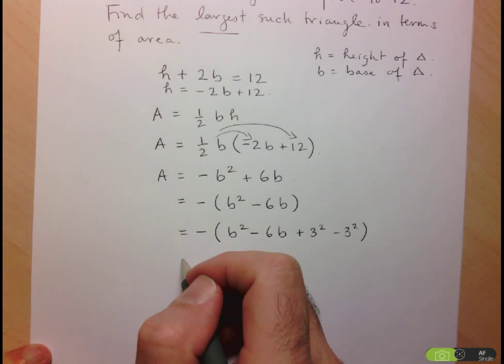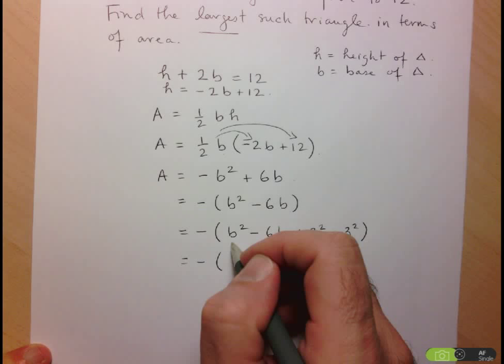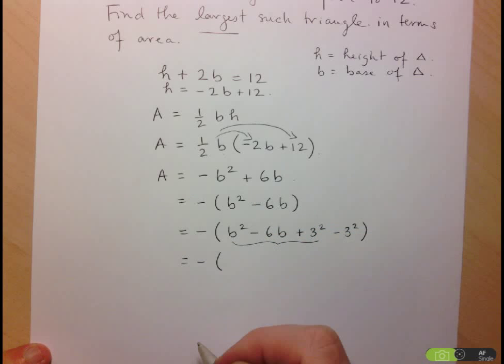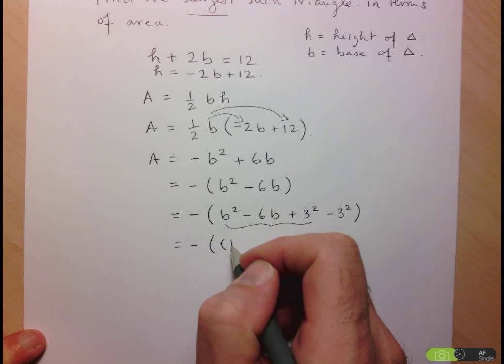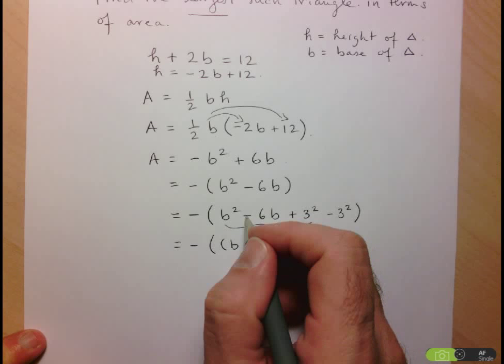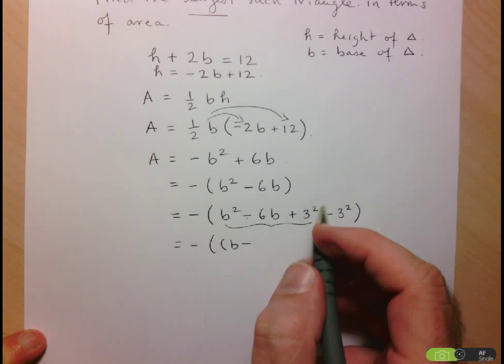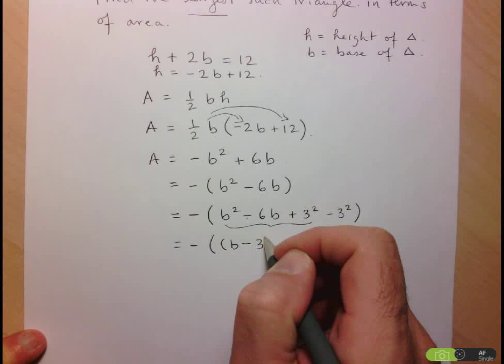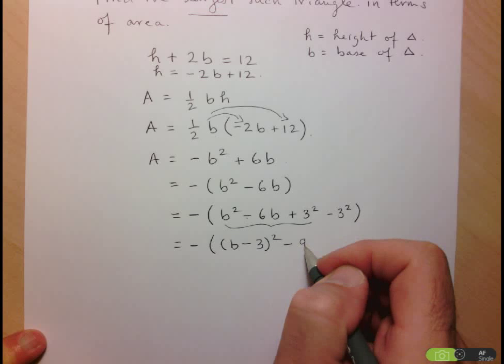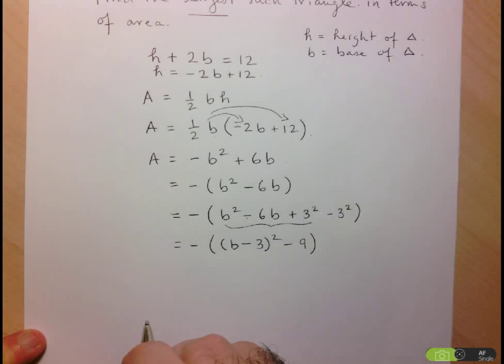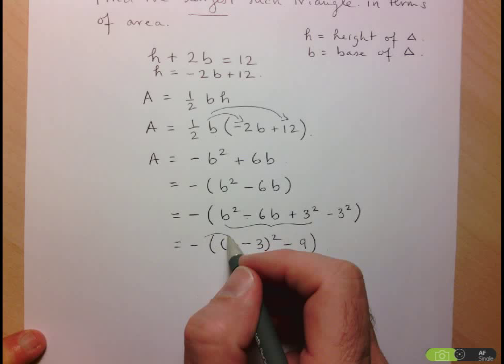Okay, let's continue here. The first 3 terms are what always factor to my perfect square. In this case, it's b minus, because of that subtraction up here, so b minus the number I've squared, so 3 squared, and then I'm left with the minus 9, and now I just have to simplify to get it in vertex form.